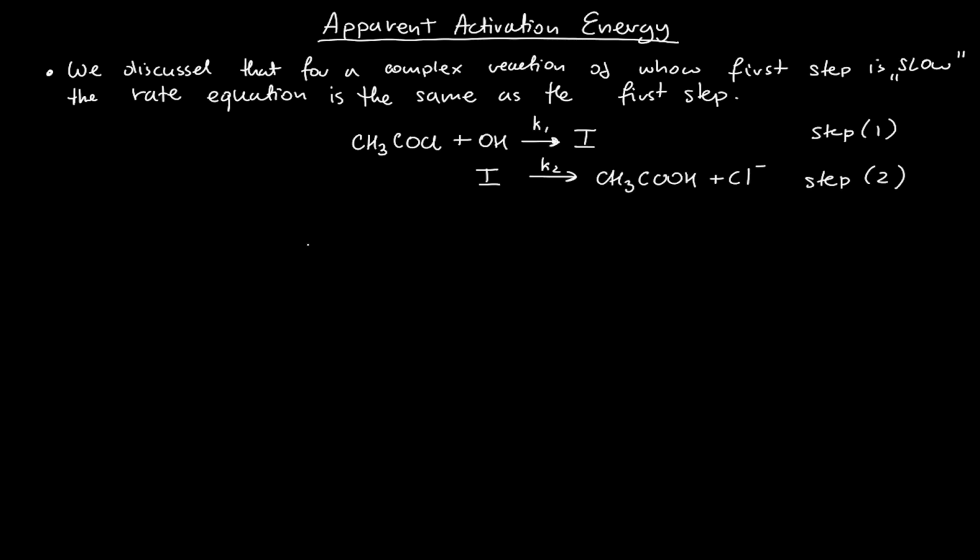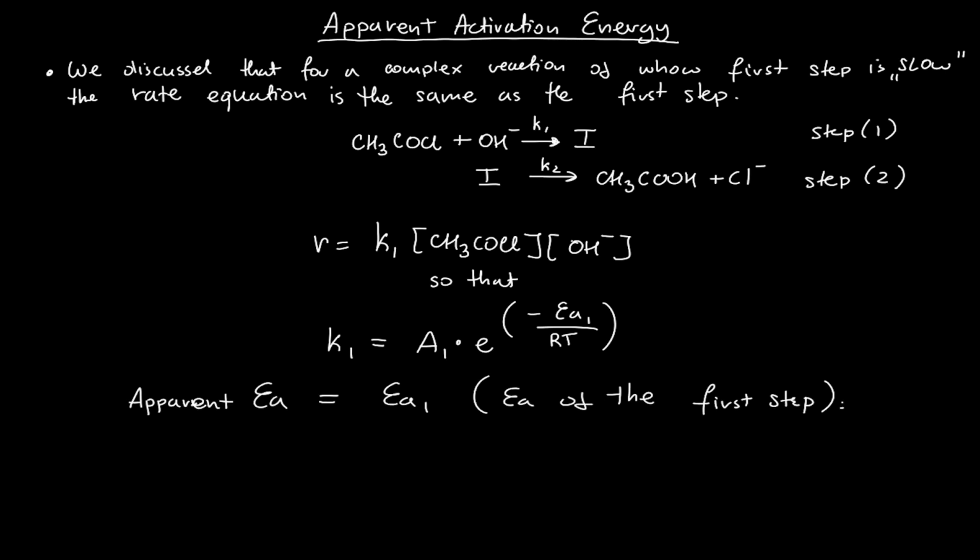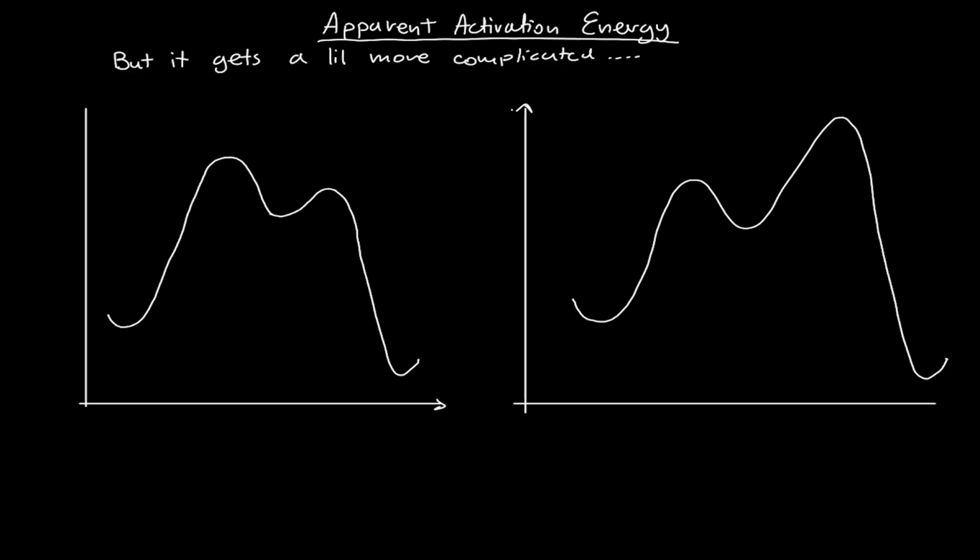For a complex reaction of which step 1 is the slow one, we have assumed that the rate is equal to the rate law of the first elementary reaction, yes? So in this case, our apparent activation energy equals the activation energy of step 1, yeah? This can be seen on graph 1, yeah?